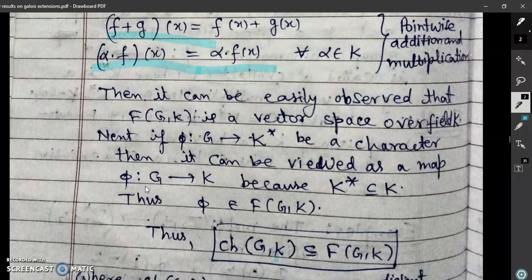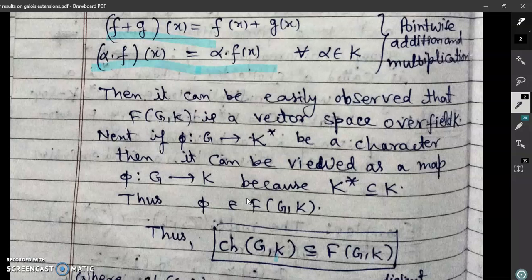Observe that every homomorphism phi from G into K star can be viewed as a map from G into K, because the image of phi belongs to K star and K star is a subset of K. So phi can be viewed as a map from G into K. This asserts that characters of G in K also belong to this vector space F(G,K).